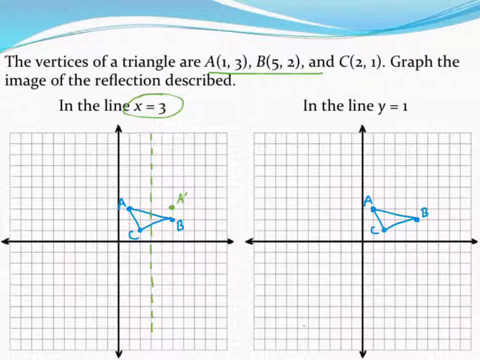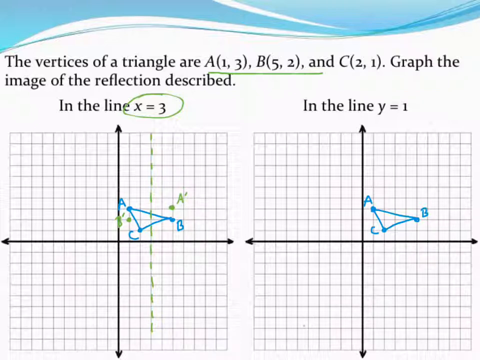I can see that point B is 2 spaces in front of the mirror, so I'm going to count 2 spaces behind the mirror to find where the image is. That's where B prime would be located to make everything symmetrical. And as you can see, when I connect these, our image will be overlapping with the pre-image.